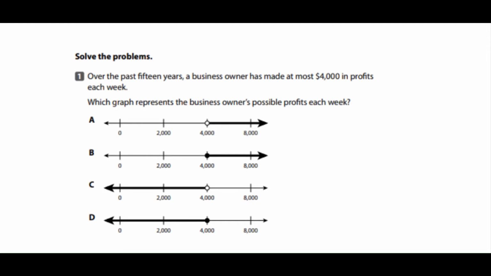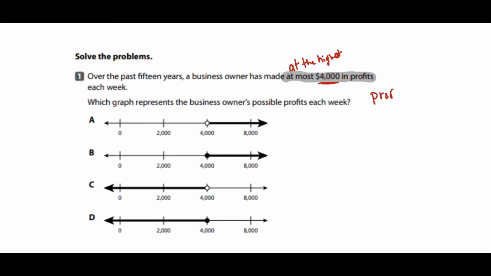So right here we get that information. It says the owner has made at most $4,000 in profit. So that part right there is going to help us come up with the inequality for this question. At most means at the highest. So the highest amount has to be $4,000. So if I make my inequality, I'm going to use P for profit, or I'll just write the word out.